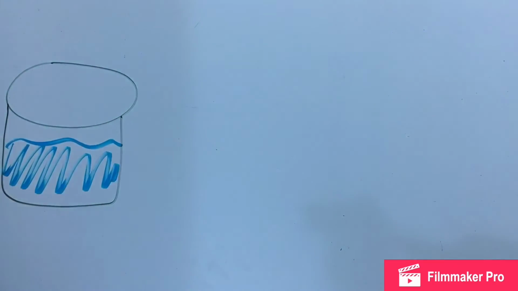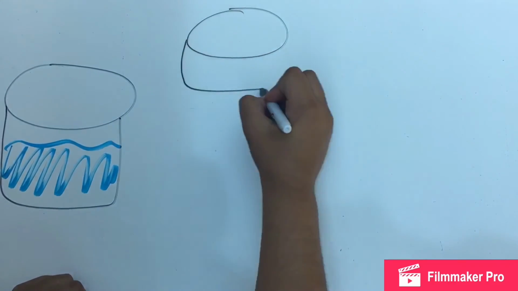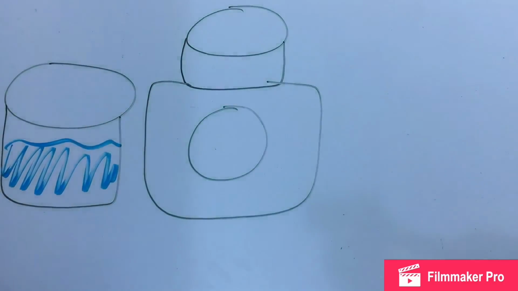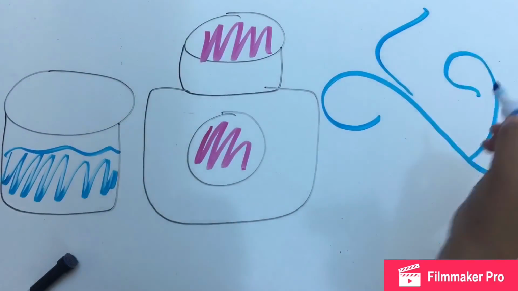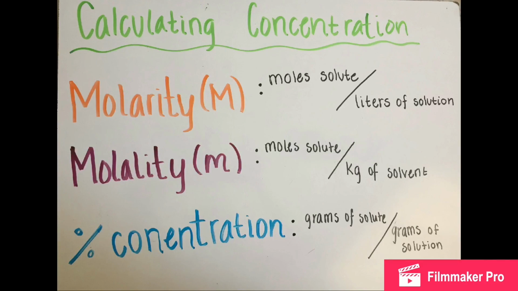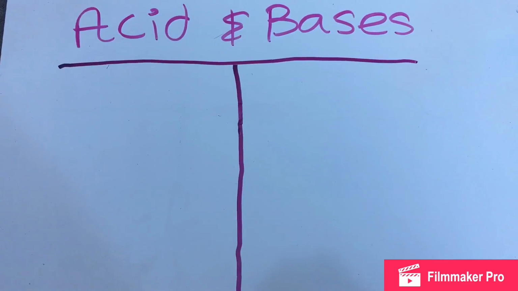Water itself is an example of a homogeneous mixture. Another example includes laundry detergent. The air that you breathe is a homogeneous mixture of oxygen, nitrogen, argon, and carbon dioxide, along with other elements in smaller amounts. These are the formulas for calculating molarity, molality, and percent concentration.